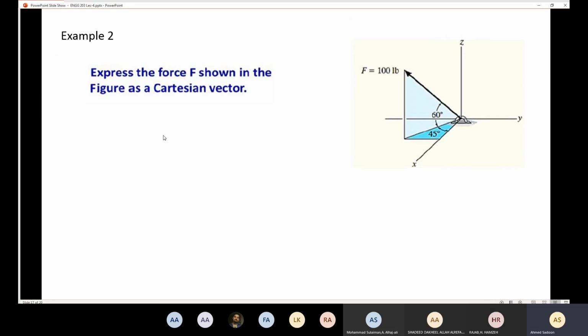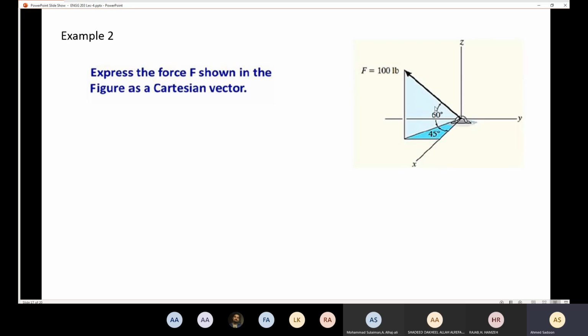So in the second example here, we have that force, which in scalar notation is equal to 100 pounds. So this one is not a vector. This one is the magnitude of the vector. They want us to express that vector in Cartesian notation. So I have a vector, but it's not written or expressed as a Cartesian vector. I have only the magnitude of that vector.